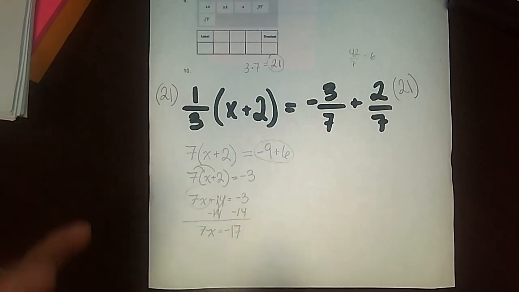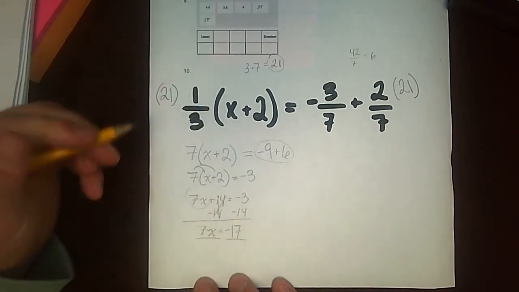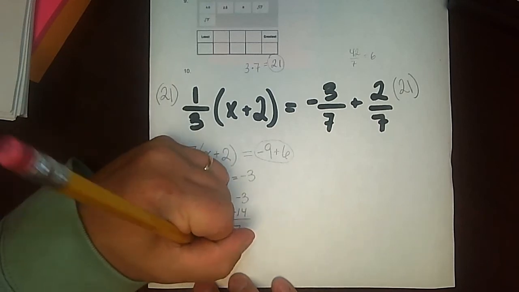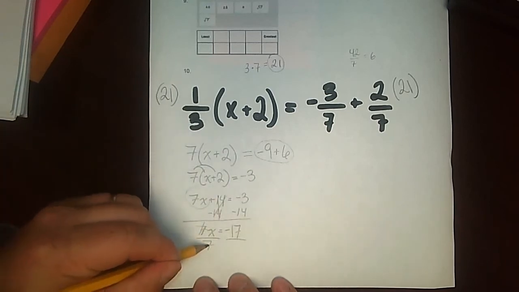Alright, so the last step is we're going to divide by our coefficient, divide by that 7. What that does is it gets the x by itself.